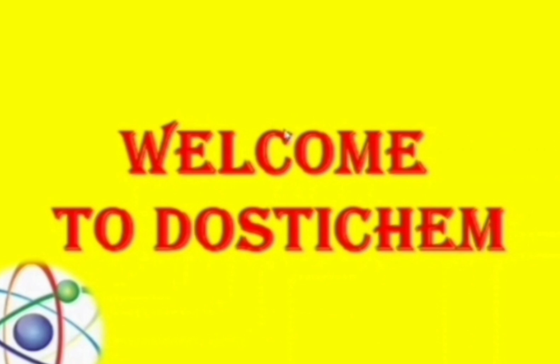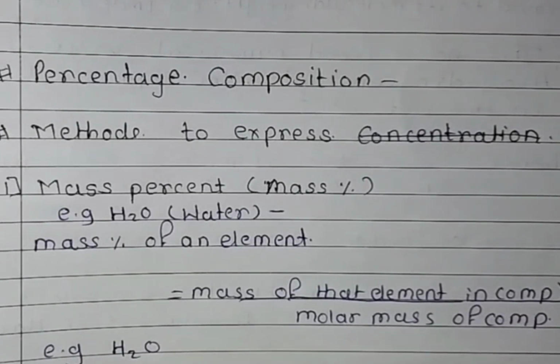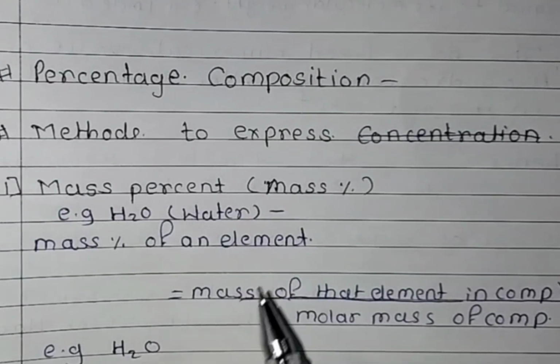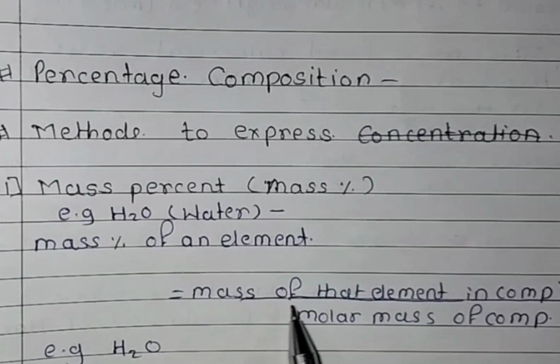To make friends with chemistry, it is very important to know some basic concepts of chemistry. So let's start. Some basic concepts of chemistry: percentage composition. The first one is mass percent. The mass percent of an element is equal to the mass of that element in the compound multiplied by 100 and divided by the molar mass of the compound.